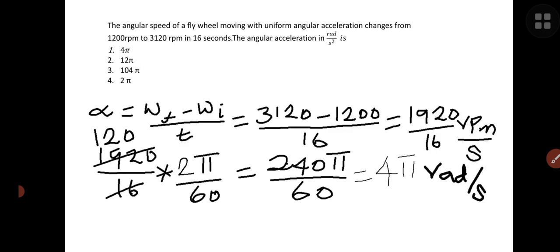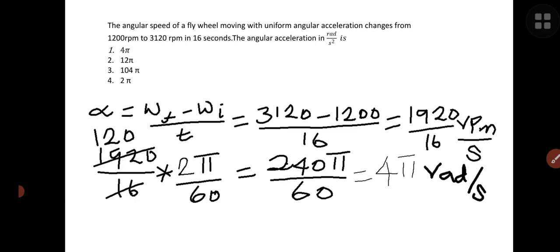The angular speed of a flywheel moving with uniform angular acceleration changes from 1200 rpm to 3120 rpm in 16 seconds. The angular acceleration in radian per second square is: 1. 4 pi, option 2. 12 pi, option 3. 104 pi, option 4. 2 pi.